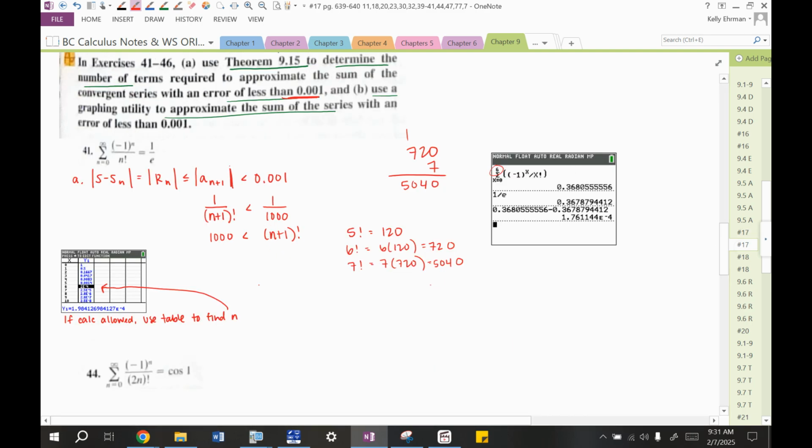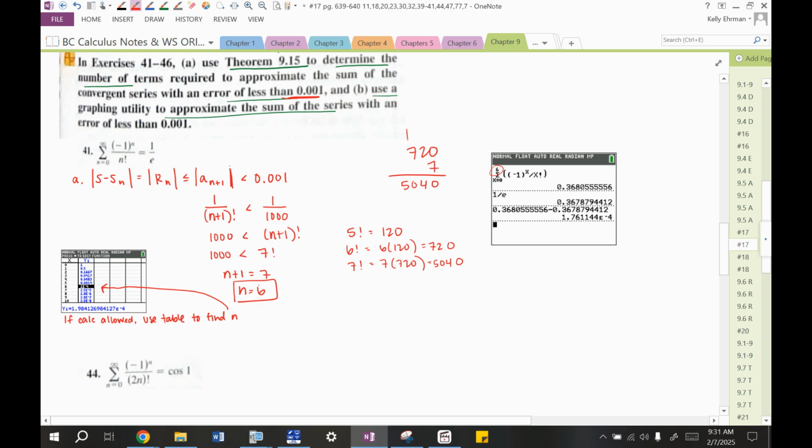Anyway, the point is 7 factorial should be my answer here. So that means that I know that 1,000 is less than 7 factorial. So that means that n plus 1 needs to equal 7. So n needs to equal 6. All right, so that means that we should be able to use 6 terms.